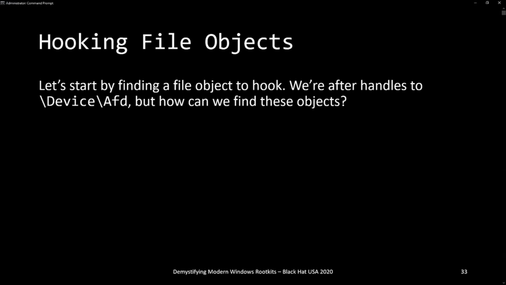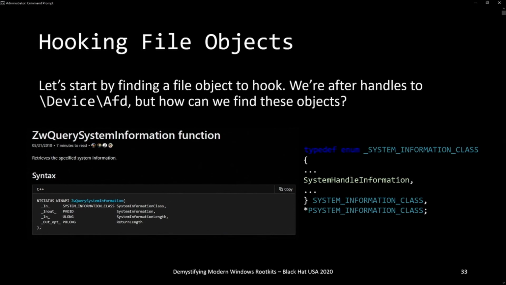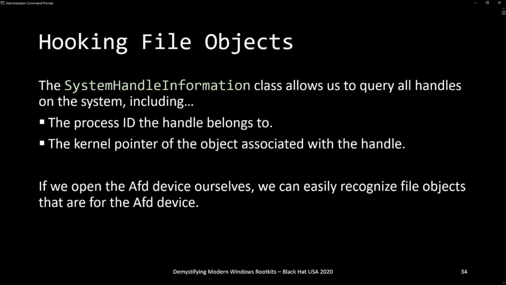And the way we can do this is through the great API called ZwQuerySystemInformation, which exposes a variety of information about your system. Now, one of the classes you can request is the SystemHandleInformation class, which will allow you to query all handles on a system, including the process ID behind that handle and the kernel pointer for the object that handle points to. Now, if we open the AFD device ourselves before scanning for these file objects, we can easily determine if a file object is for the AFD device by comparing the device object member of the file object with the AFD device we already retrieved.